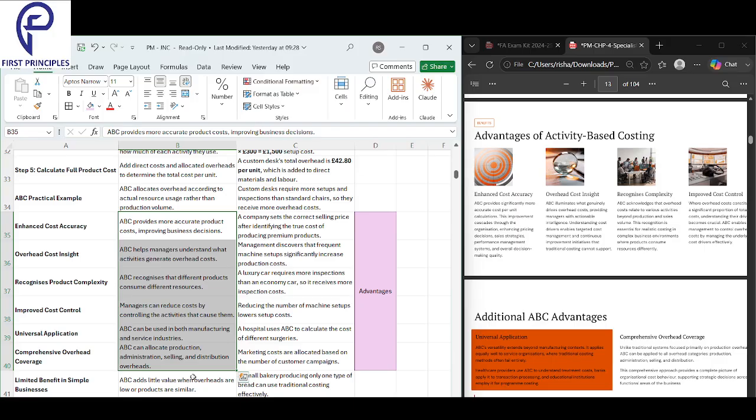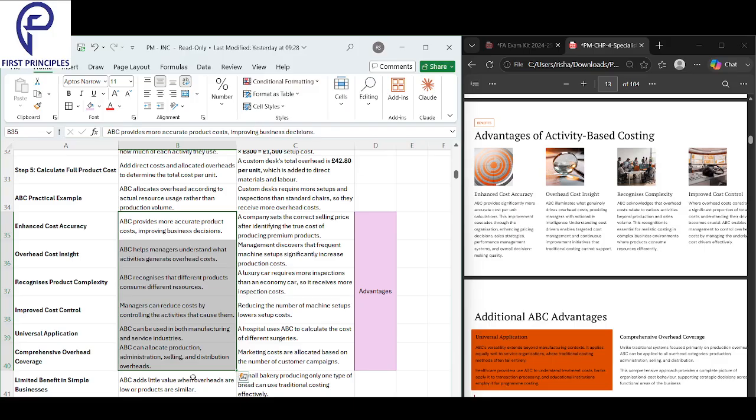And next, it recognizes product complexity. Even for different products which consume different resources, it gives them the respect. And it recognizes that certain products are complex. There's very good cost control. You can apply it in the service sector also, manufacturing sector also. And there's comprehensive overhead coverage. You can allocate production, admin, selling, distribution, all overheads. So that is the biggest benefit of ABC.